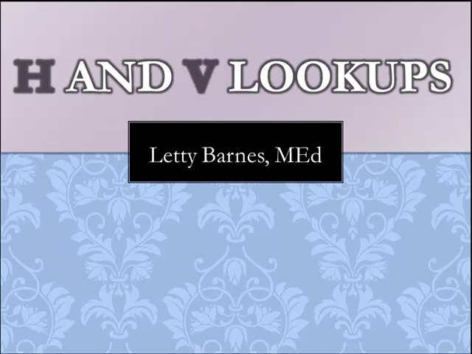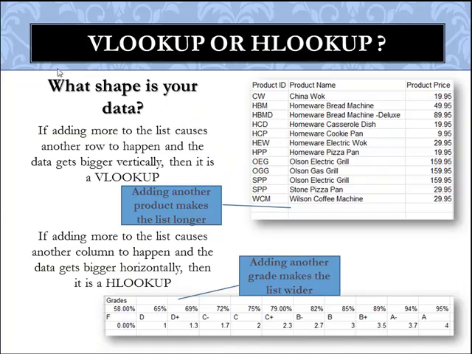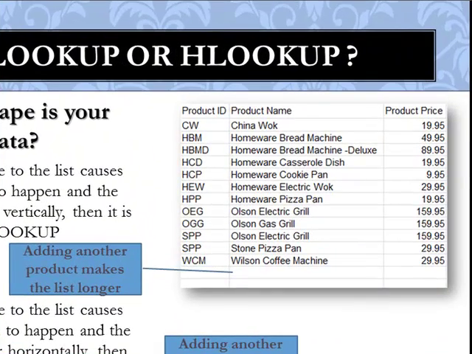I want to talk to you about a skill that you need to know if you want to call yourself an Excel power user. It's lookups. There are two kinds of lookups, HLOOKUPs and VLOOKUPs. The H stands for horizontal and the V for vertical. How do you know which one you're going to need? Well, you have to look at your data in the table that you're going to use for the lookup.